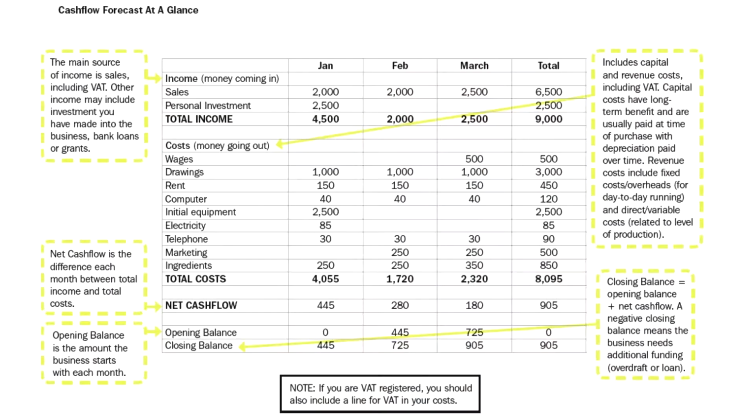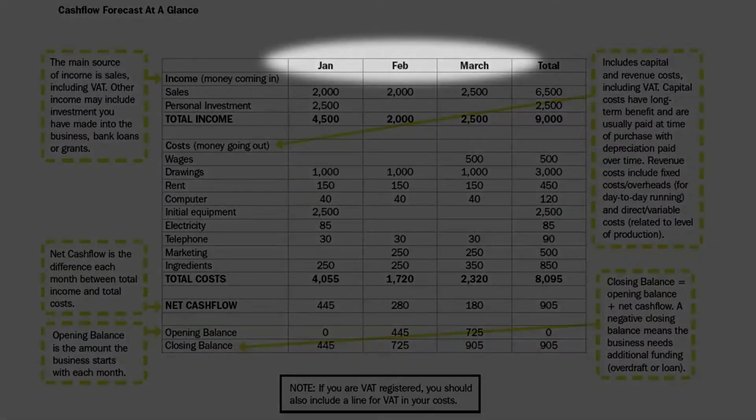I'm going to do a quick walkthrough of a cash flow statement so that you get the overall picture. It may be easier if you download Cashflow Forecast at a glance and follow it through with me. The first thing I need to point out is that a cash flow forecast usually covers a 12-month period. For this demonstration, we just have one quarter, 3 months. However, the principles are the same.